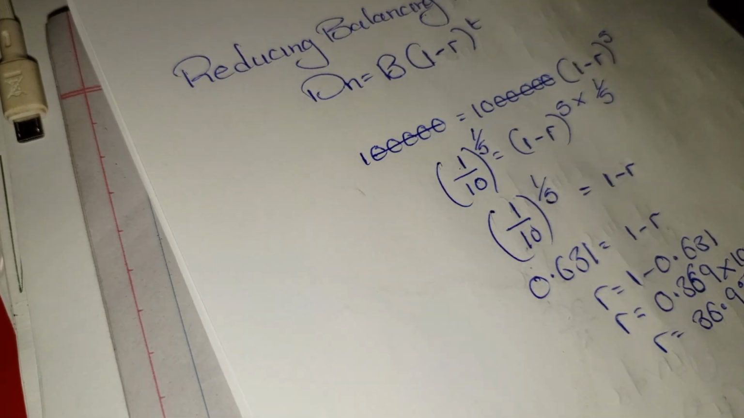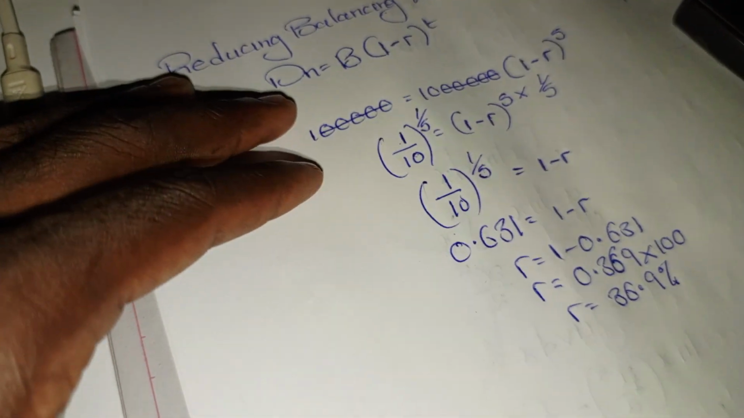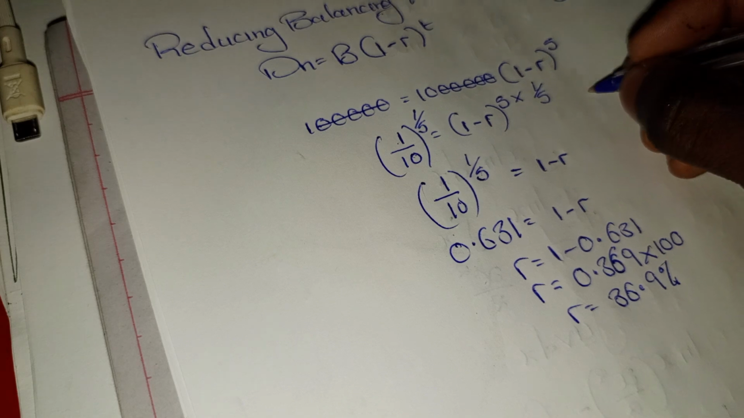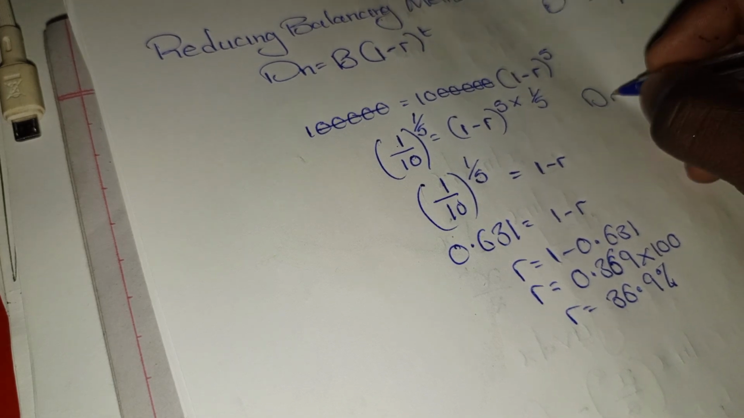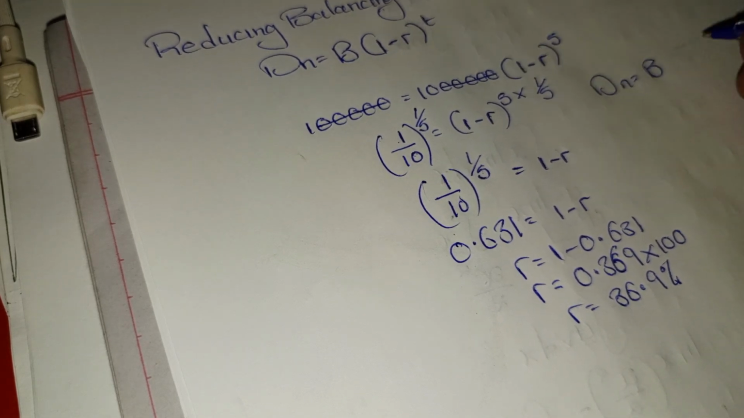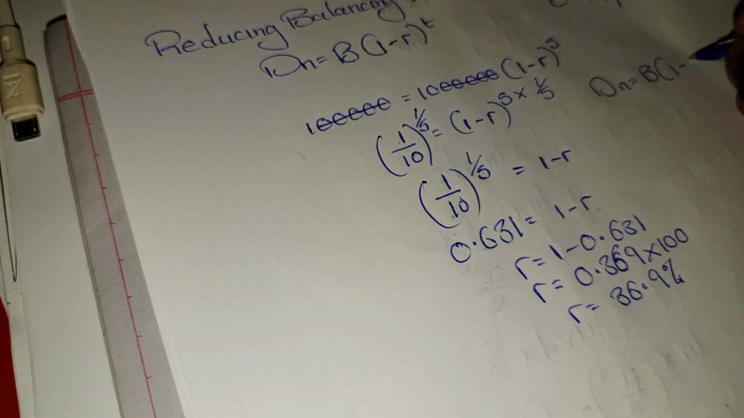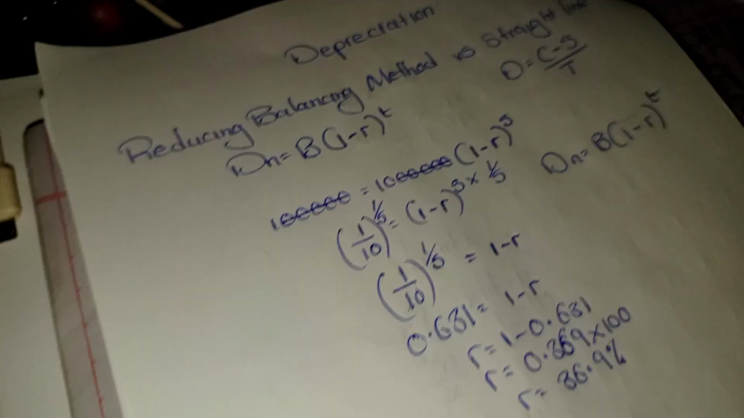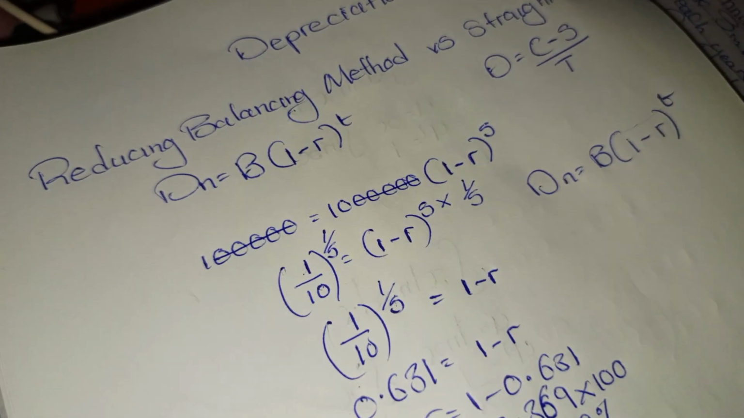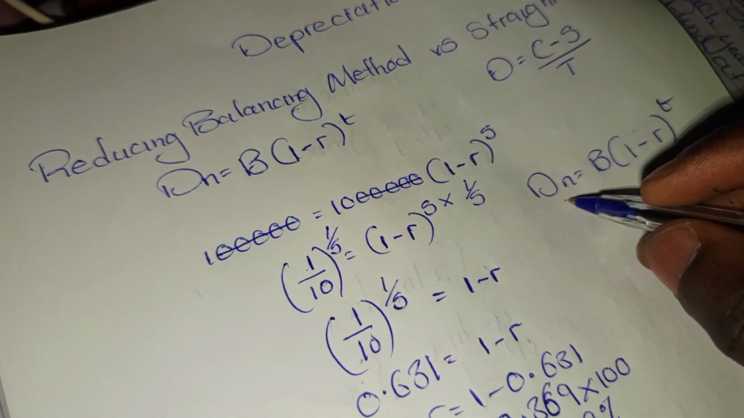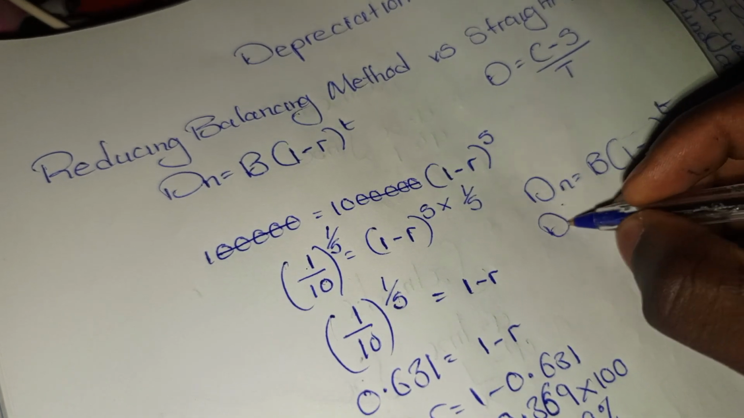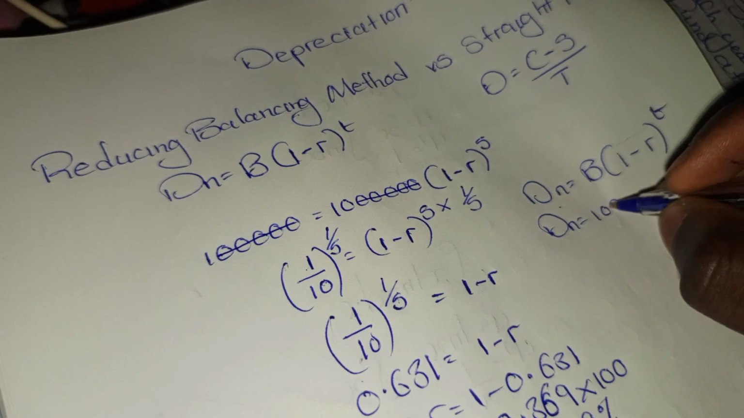Which information is that? Remember, they want the book value at the end of the fourth year. So the depreciated value is the book value times (1 minus R) to the power T, where the depreciated value can be the book value of the computer. We don't know the depreciated value now, but we know the book value to be what?